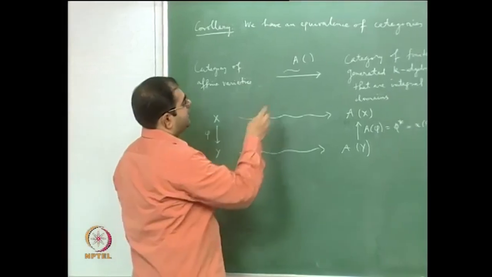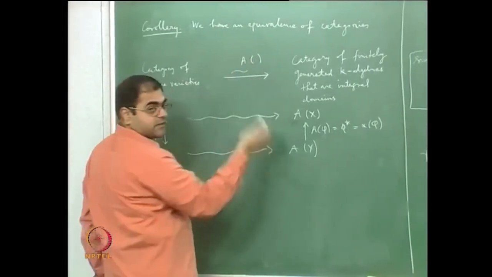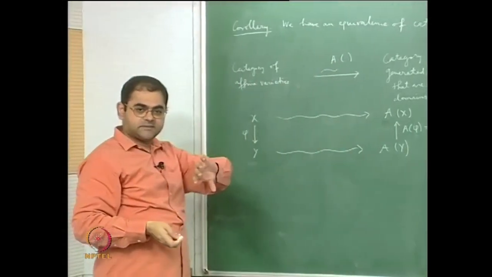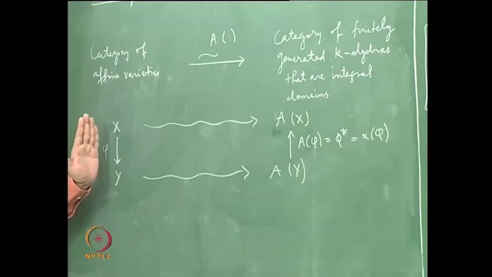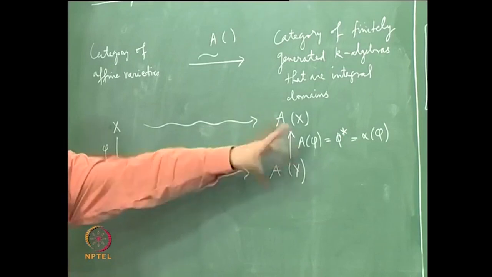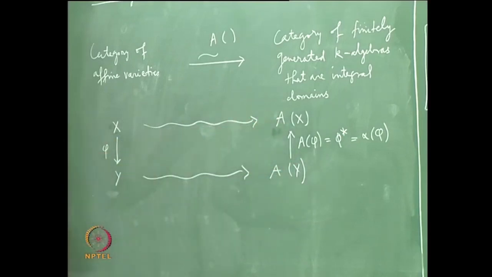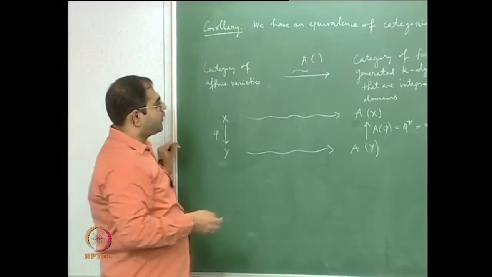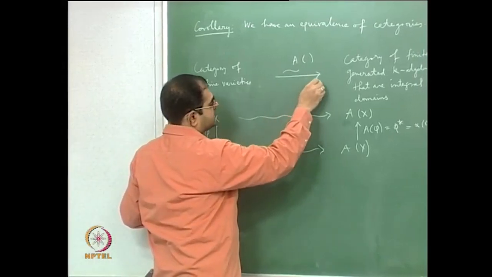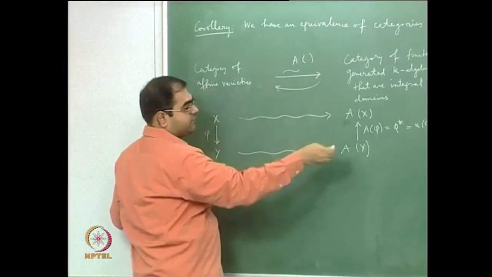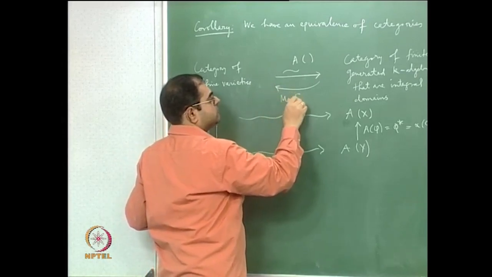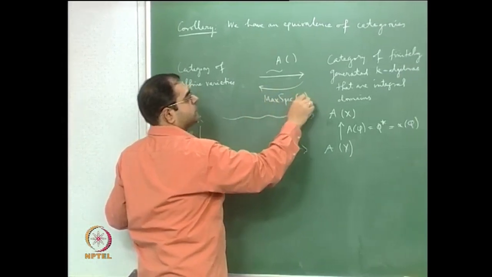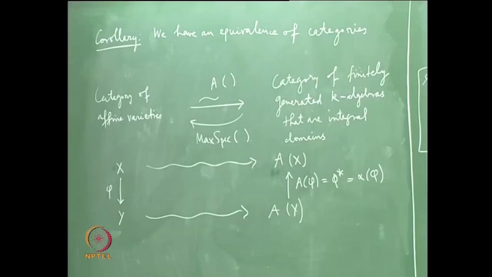So we say that A is a contravariant functor because it changes the direction of the arrows as it goes. An arrow in this category is converted into an arrow in the reverse direction in the target category, so it is called a contravariant functor. And what is the inverse functor in this direction? The inverse functor in this direction is given by Max Spec.